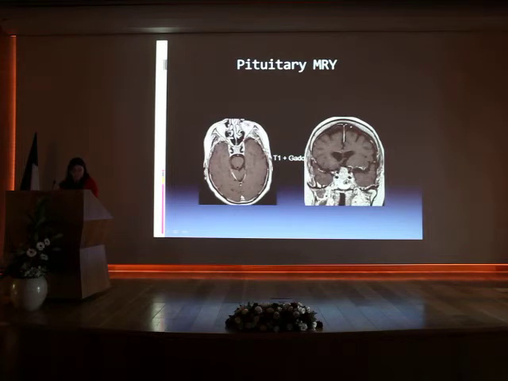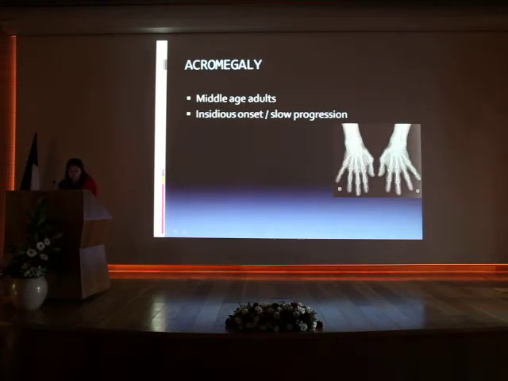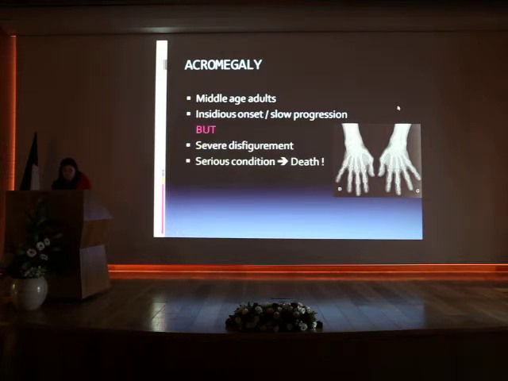So our final diagnosis was acromegaly, discovered on hip pain. Just a few words about acromegaly. It's mostly discovered in middle-aged adults with an insidious onset due to a slow progression. But it's a severe disease with major facial changes. It's considered a serious condition and can lead to death, essentially with heart troubles. But it's really difficult and tricky to diagnose.